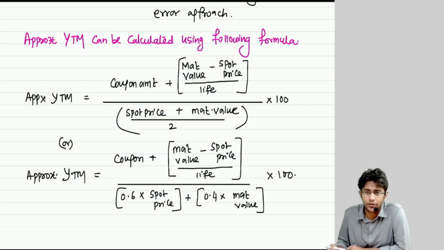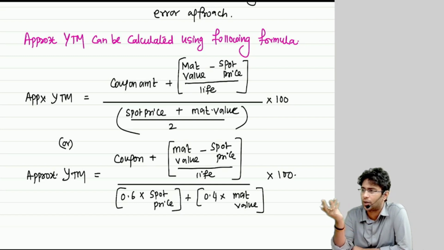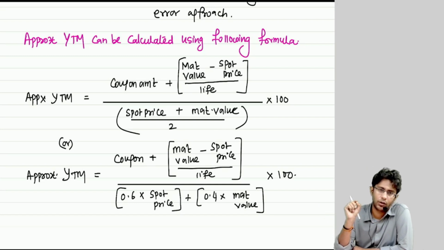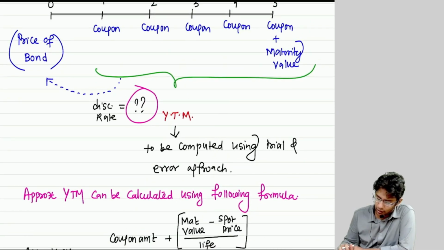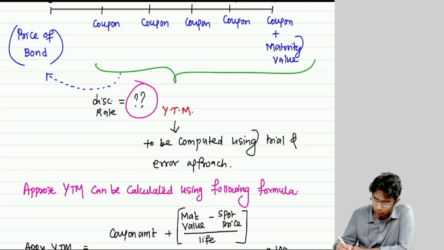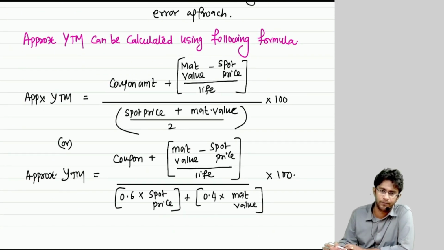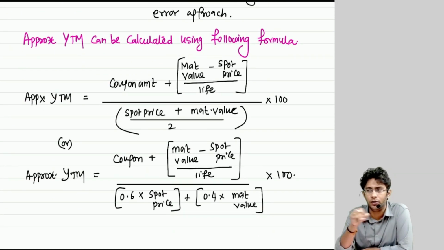So between these two, which formula to be used? Remember, both formulas will not give you the same answer. There will be different answers, but remember, both are approximate YTMs. They are not the correct YTM. If you want the correct YTM, take a clue from this and do one or two trials and then interpolate. Work out the proper IRR. That's how you work out the correct YTM. But I checked all your study material.